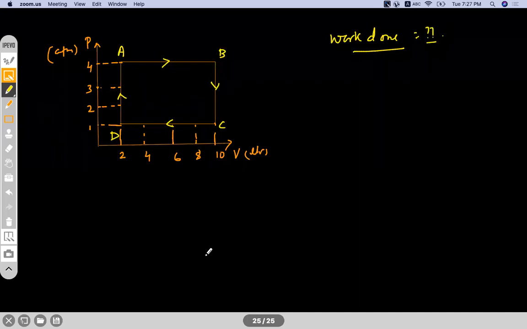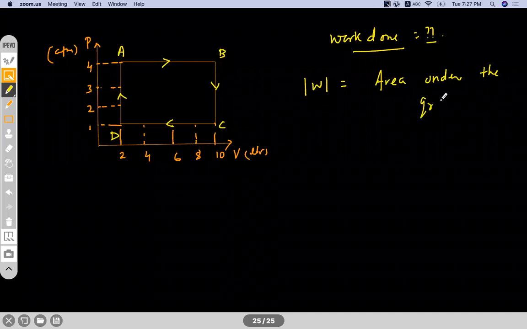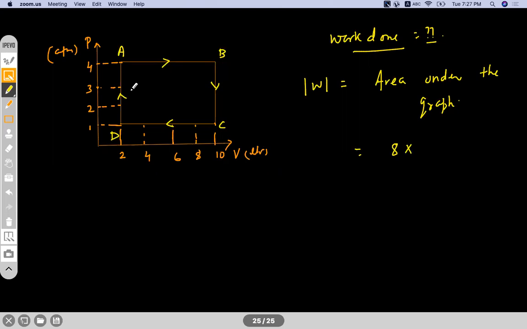Your answer would be what? You'll find out the area. So the magnitude of work done, W, if I find out, the magnitude of work done is the area under the curve or graph. So magnitude we can find out from this, length into breadth. So we have 8 into, this distance is 3. So it is 24 ATM liter. In joule, it would be 24 into 101.325 joule. Right. So this is the magnitude we have.